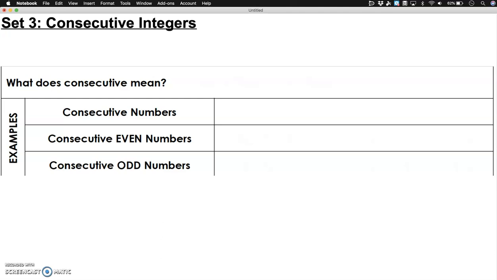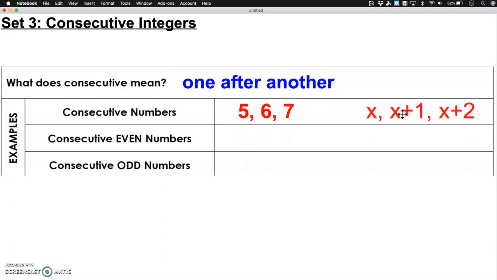Next, we're going to talk about consecutive integers. What does consecutive mean? Consecutive means one after the other in order. So for example, consecutive numbers are like 5, 6, and 7. If we translate that into any consecutive numbers, we have our first number represented by x, our second number x plus 1, and our third number x plus 2.